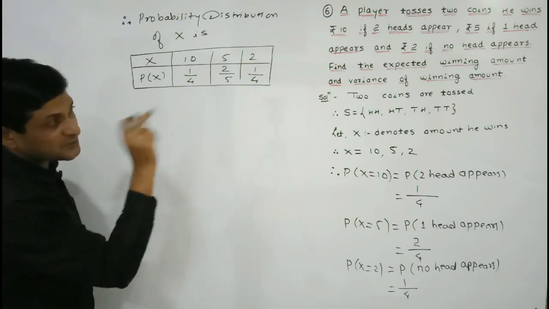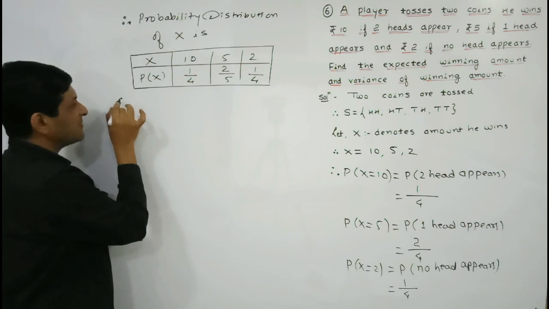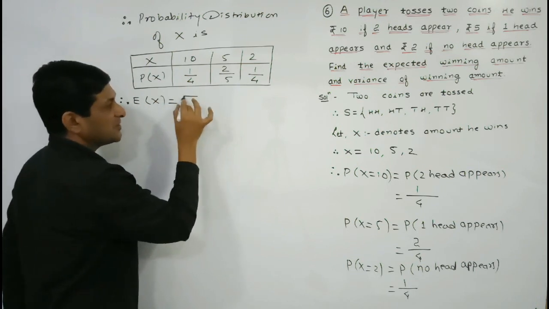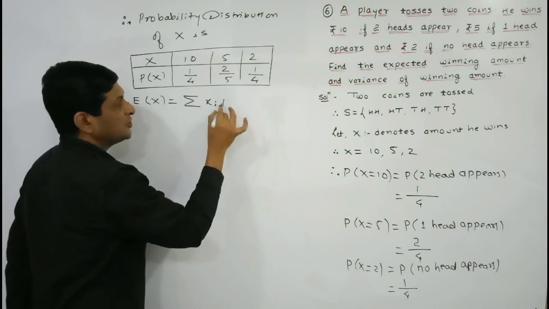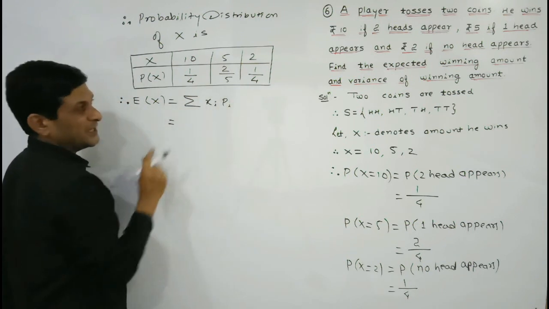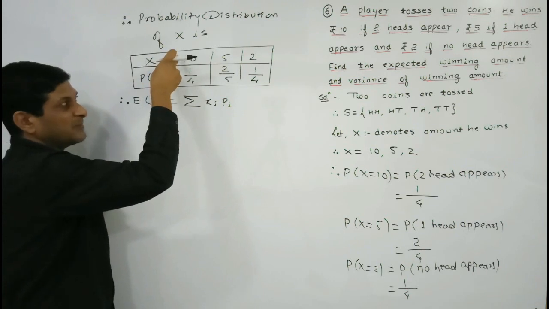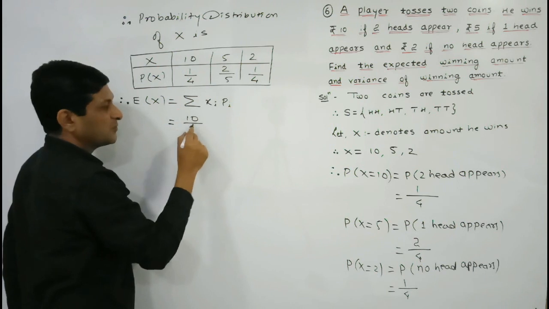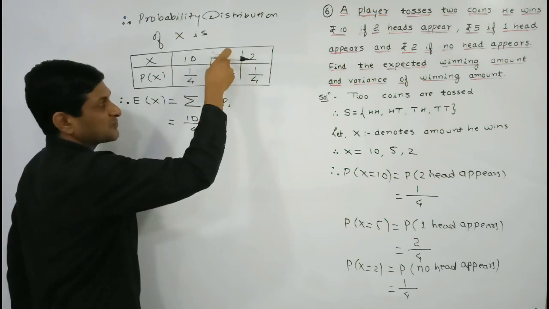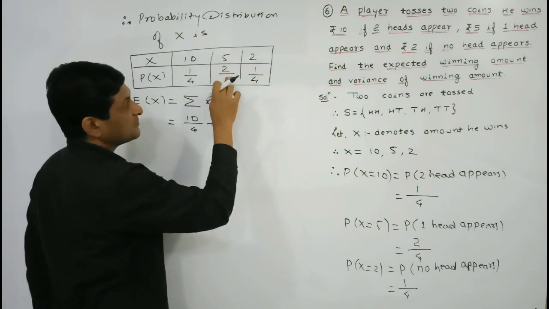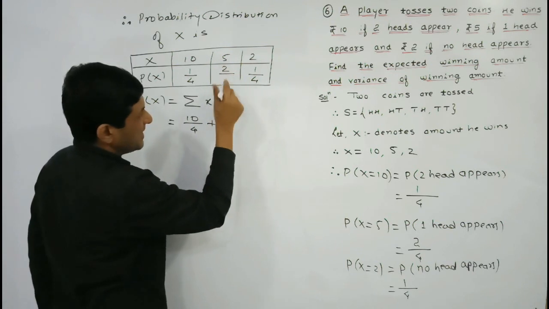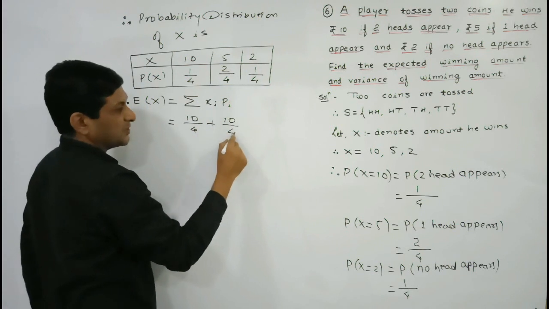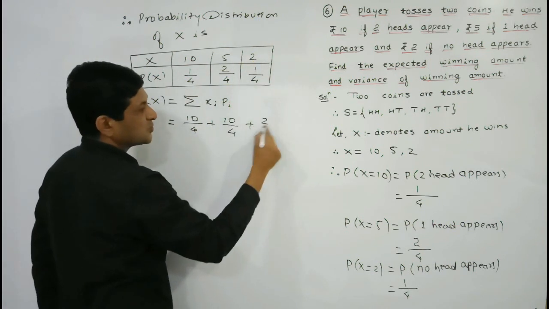Now we are trying to find the first required value, that is E of x. What is the formula to find E of x? Summation xi into pi. So what is the first value of the random variable? 10. 10 into its probability, meaning 10 into 1 by 4, is equal to 10 by 4. In the second case, 5 into 2 by 4, sorry, by mistake I have written 5. So 5 into 2 is 10 by 4, and this last product will be equal to 2 by 4.